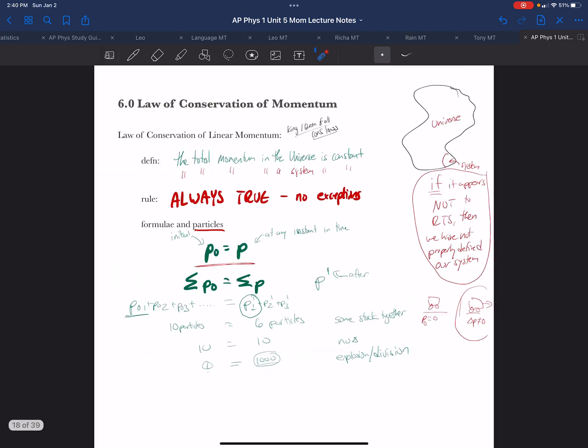But when it comes to conservation of momentum, that doesn't happen. There's not different types of linear momentum. The law of conservation of momentum is always true.